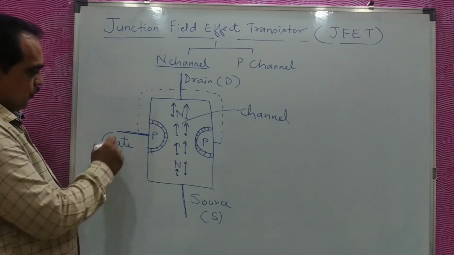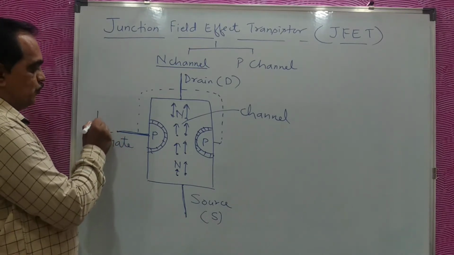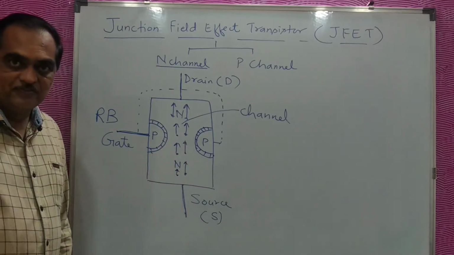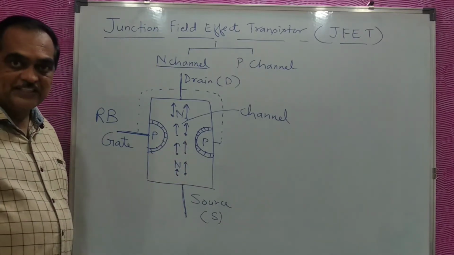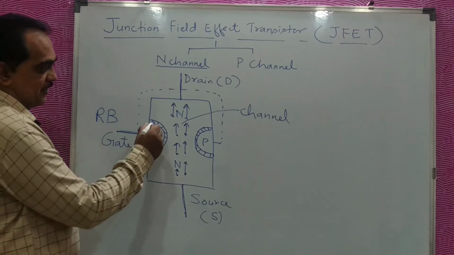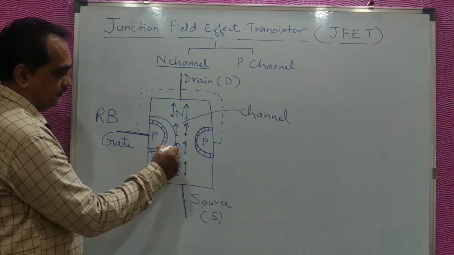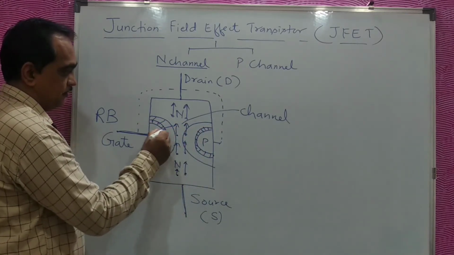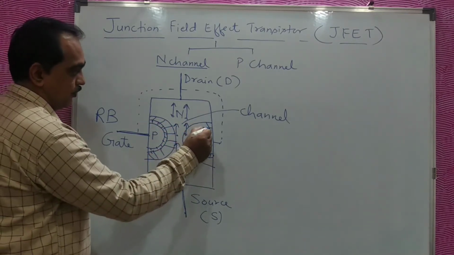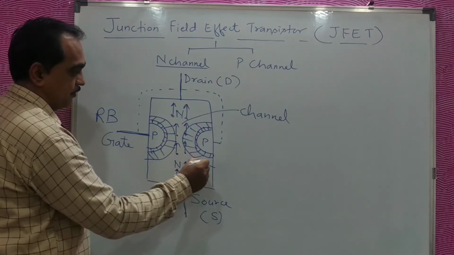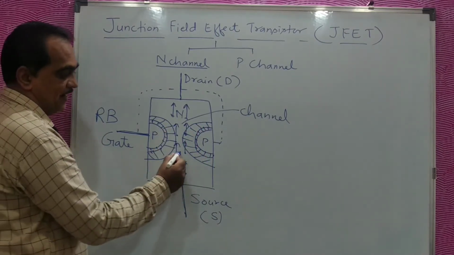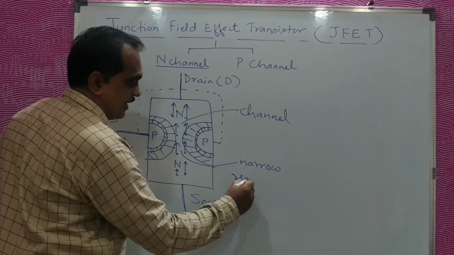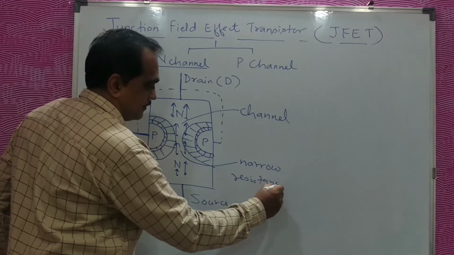Now you are going to apply here a voltage which will reverse bias the PN junction on both sides. Now if you increase this reverse bias voltage, this depletion region will increase. So here you have increased the depletion region, making the channel narrow. This has become narrow. So resistance is high.